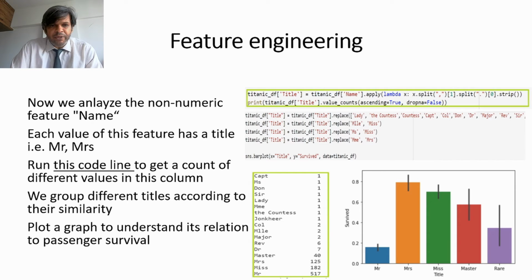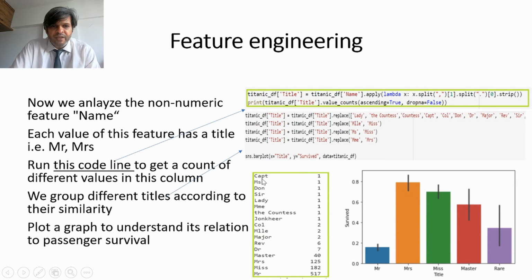Now looking at that particular feature, we might think how name can be relevant in whether that passenger will survive or not. But let's dwell further and we'll see is there any correlation or not, right? So we just look at what are the different values which occur in name, and we see that each name has a title. So we run this code line and see what are the different titles which are there, and we see this list and the count of each title.